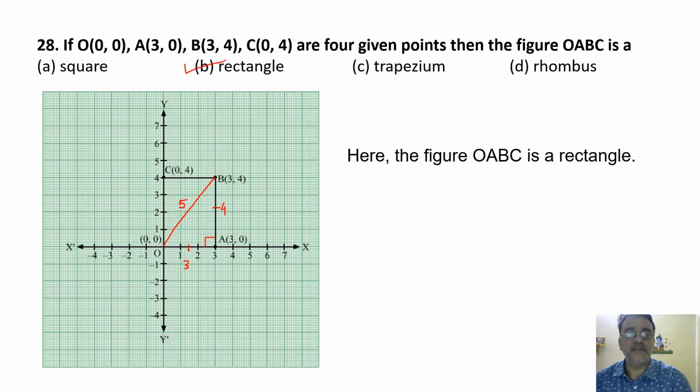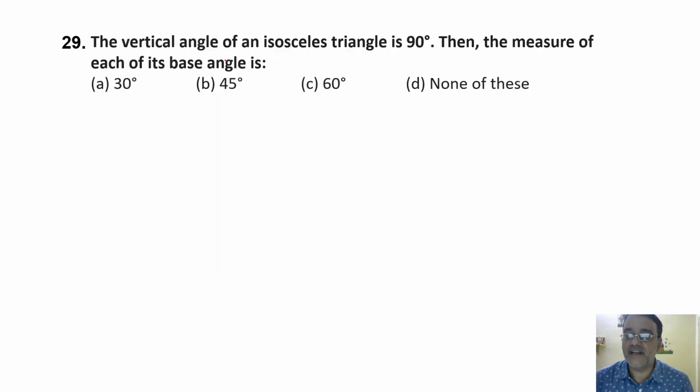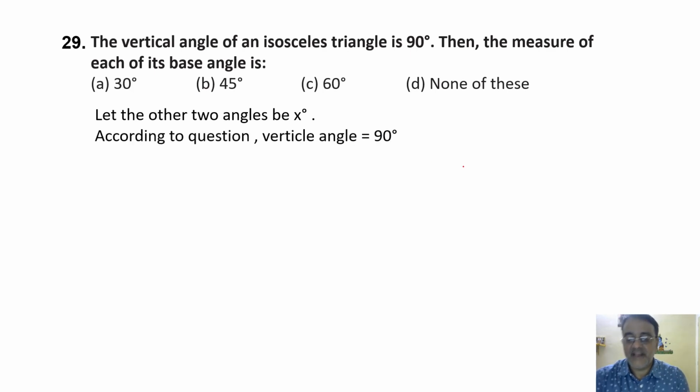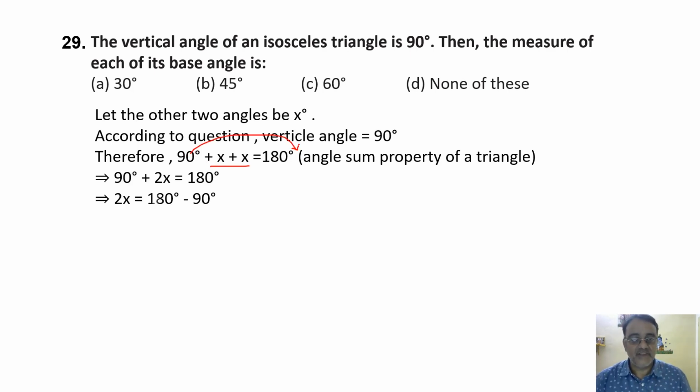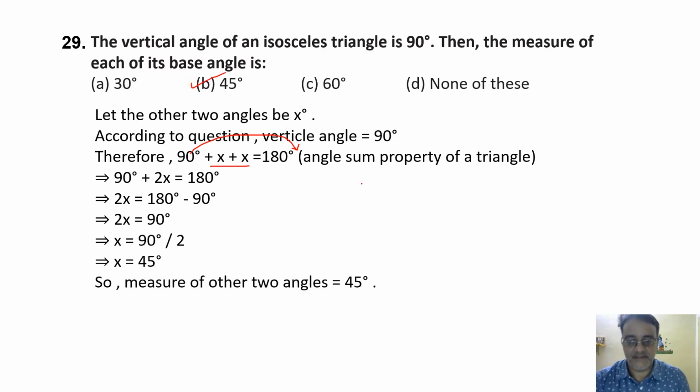Now we are moving toward question number 29. The vertical angle of an isosceles triangle is 90 degree. Then the measure of each of its base angle. So let the measure of each angle be x, and the vertical angle is 90 degree. And we know that the sum of the interior angles of a triangle is 180 degree. So 90 plus 2x is 180 degree. 90 को इधर शिफ्ट करेंगे, ठीक है, नेक्स्ट स्टेप में. So 180 minus 90 is 90. So the value of x is equal to 45 degree. And the correct answer is option B, right?